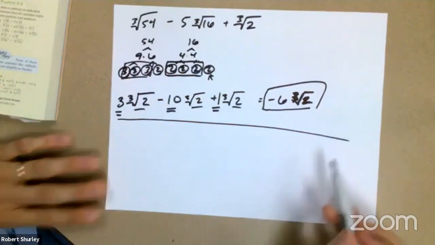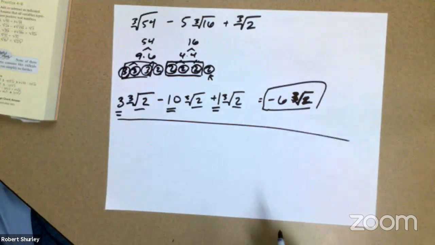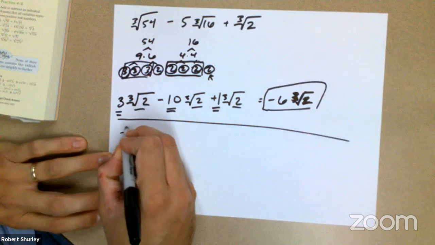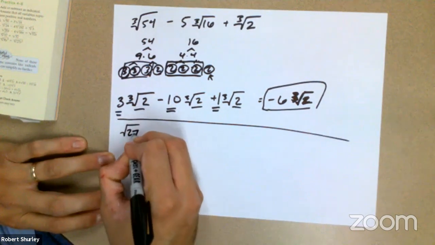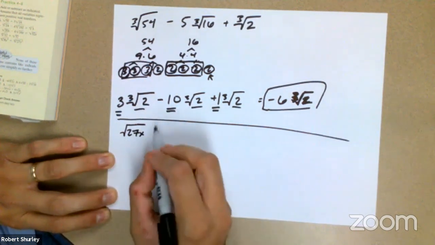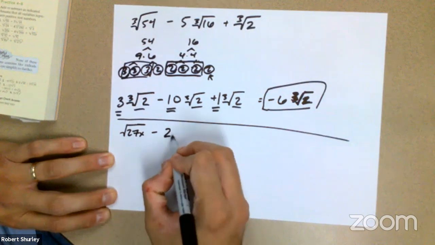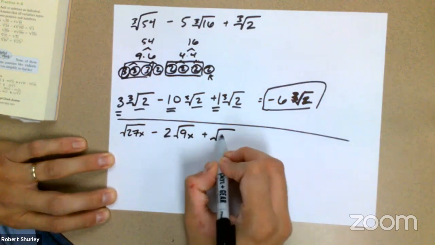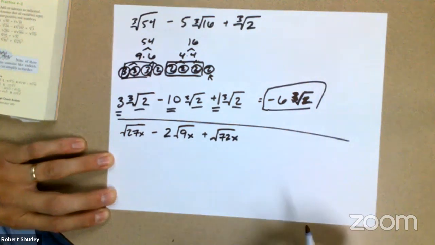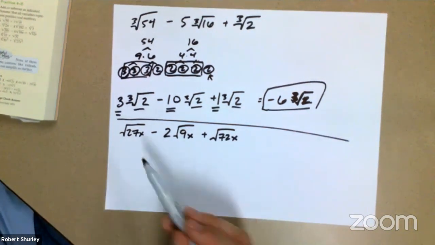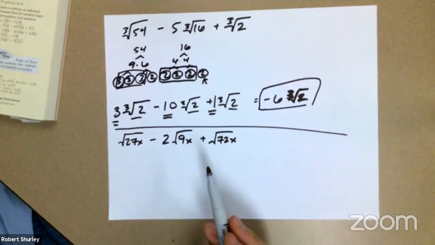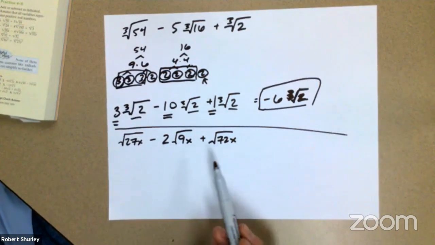Okay, let's try another one. This one is going to have variables, so we'll see what happens with it. Let's say we've got the square root now of 27x. The variable's not even going to come out. Minus 2 square root of 9x plus the square root of 72x. Okay, so try those. So you're definitely going to have to simplify them again because they're not like terms at the moment. So try that.